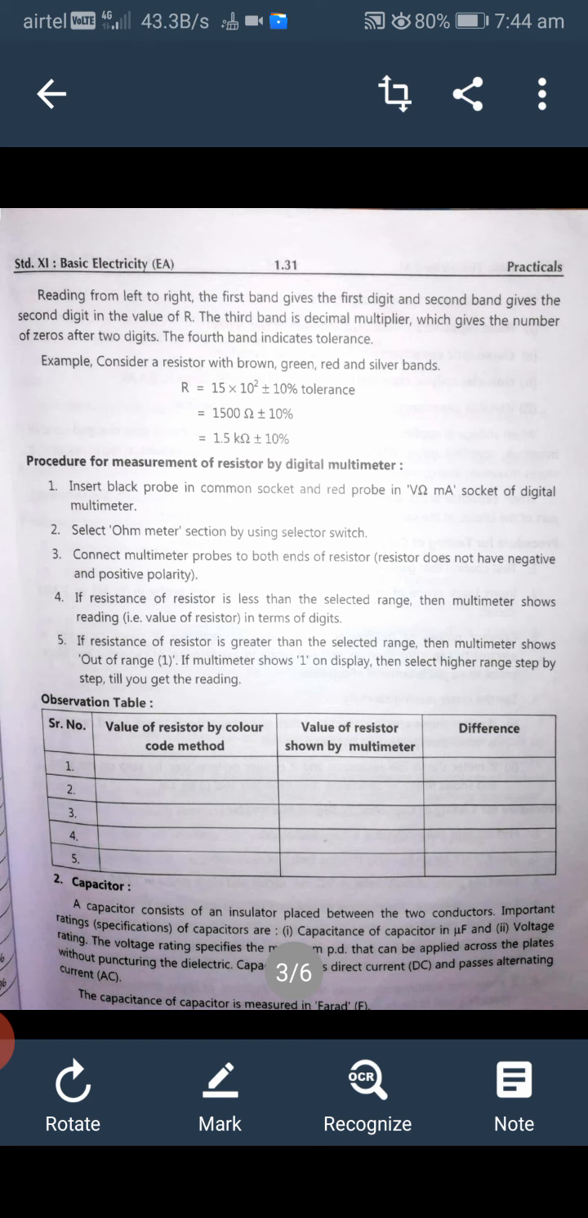First, confirm the given capacitor is fully discharged. Select the 2 kilo ohm range by using the selector switch of the multimeter. Insert the red probe of the multimeter in the volt ohm milliampere socket and the black probe in the common socket. Connect the red probe of the multimeter to the positive terminal and the black probe to the negative terminal of the electrolytic capacitor.